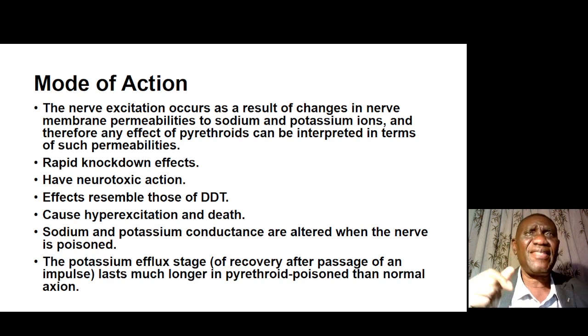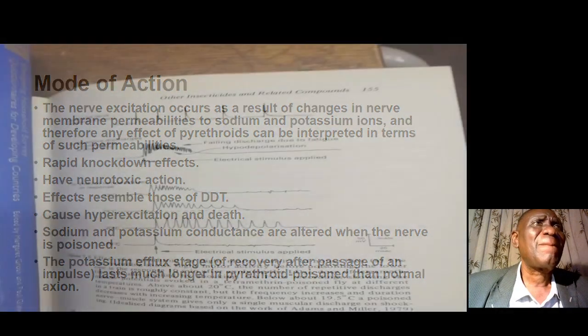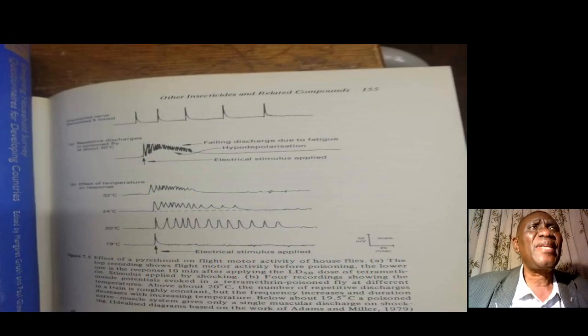So the movement of these ions is at the center of the cause of probably death and excitation within the insect. Again, we can measure the pulses, the electrical signals. The first line there represents normal peaks, and when the insect is affected, you have peaks which are close together, meaning that the insect has been affected.